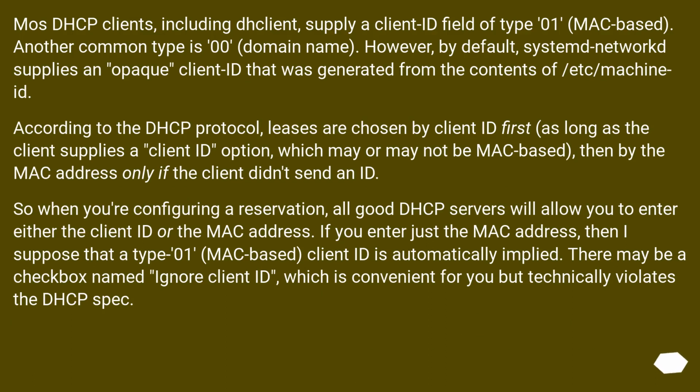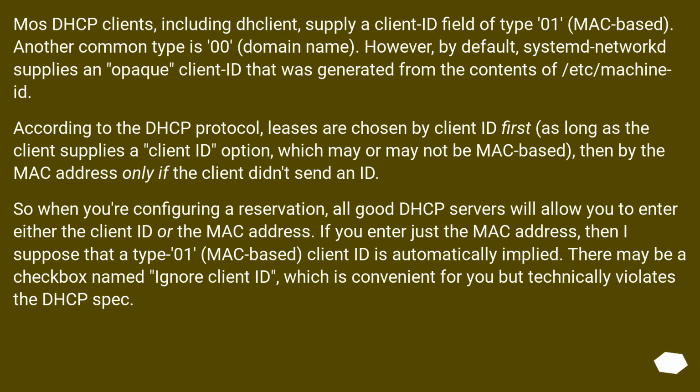Most DHCP clients, including dhclient, supply a client ID field of type 01, MAC based. Another common type is 00, domain name. However, by default, systemd-networkd supplies an opaque client ID that was generated from the contents of /etc/machine-id. According to the DHCP protocol, leases are chosen by client ID first, as long as the client supplies a client ID option, which may or may not be MAC-based, then by the MAC address only if the client didn't send an ID.